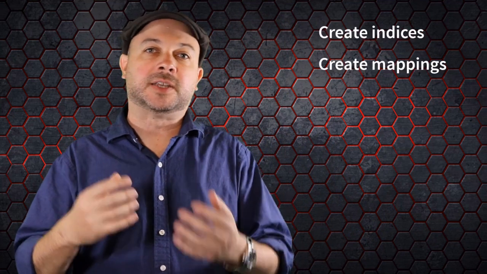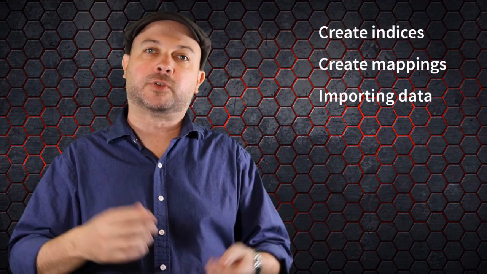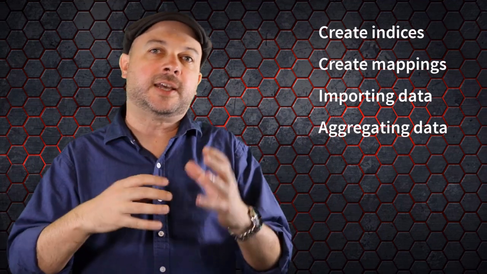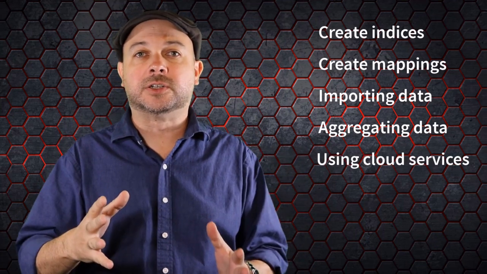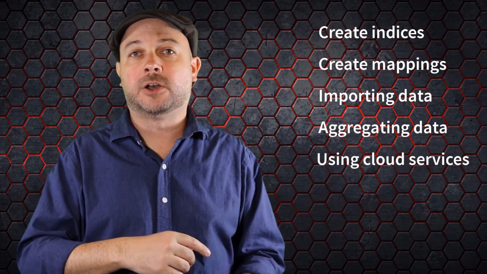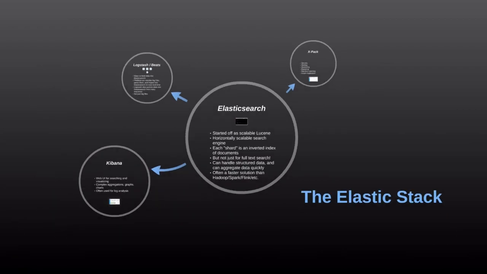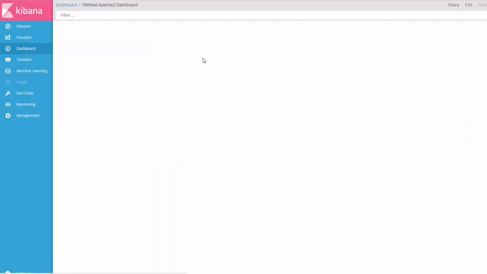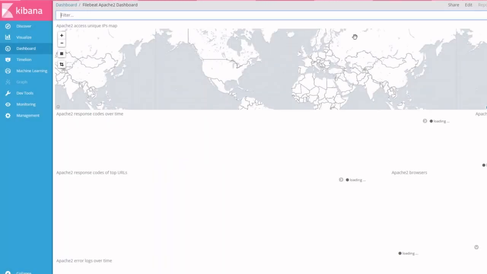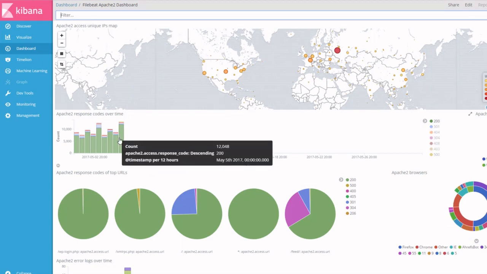In this course, you'll gain hands-on experience with Elasticsearch, all the way from installation to advanced usage. We'll create search indices and mappings, import data into Elasticsearch in several different ways, aggregate structured data, and use hosted Elasticsearch clusters from Amazon and Elastic.co. You'll also get your hands dirty with the entire Elastic stack, including Elasticsearch, Logstash, XPack, Kibana, and the Beats framework. Together, these technologies form a complete system for collecting, aggregating, monitoring, and visualizing your big data.